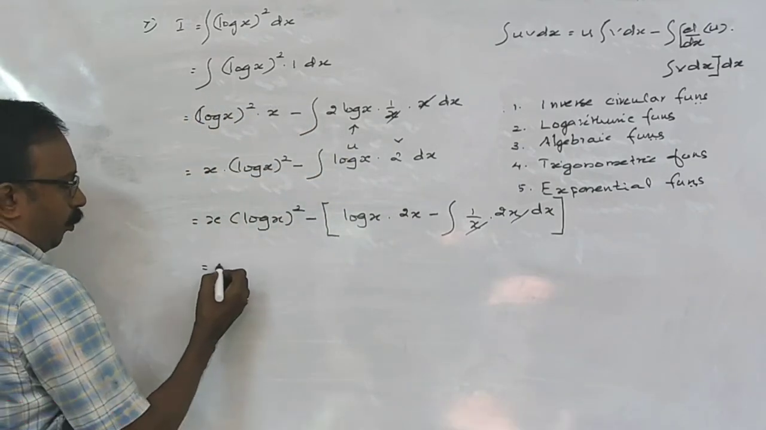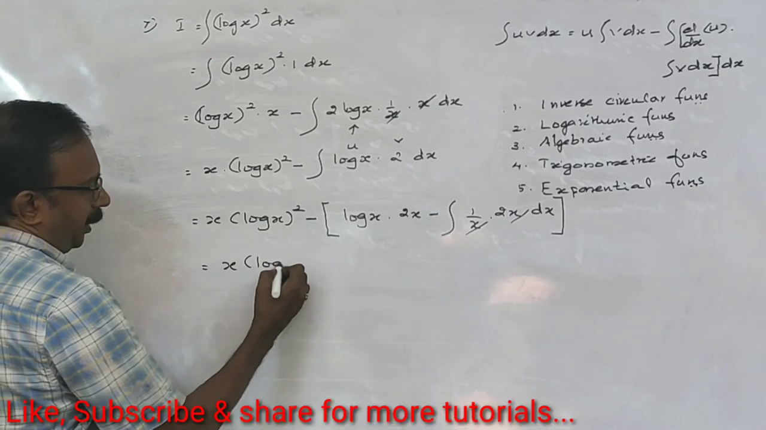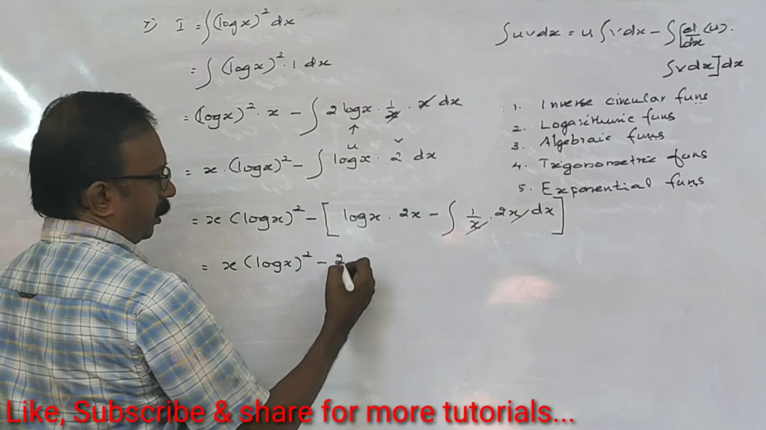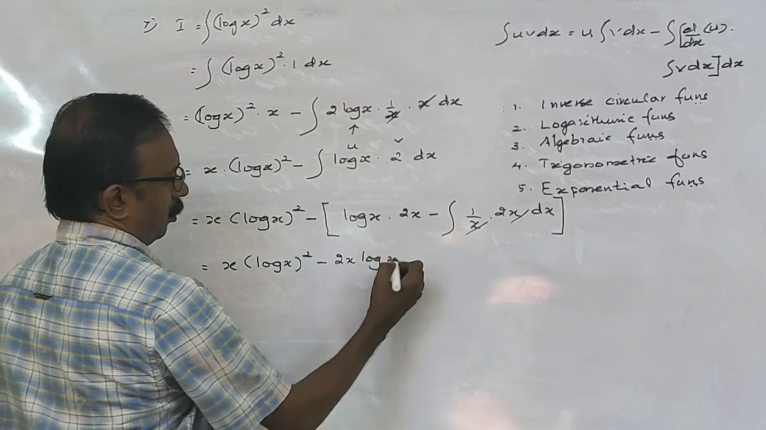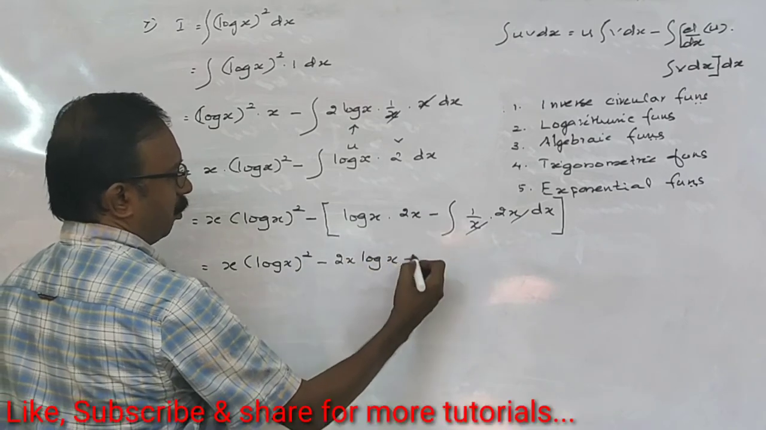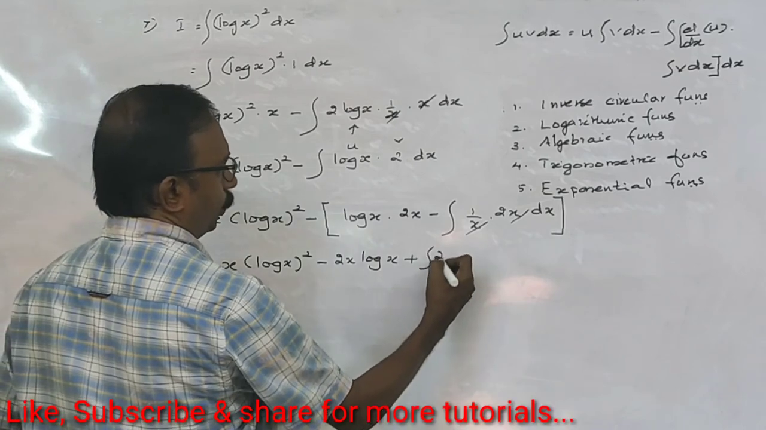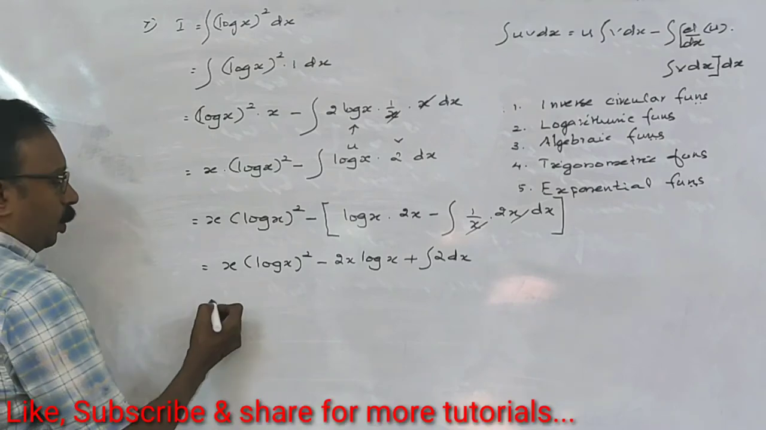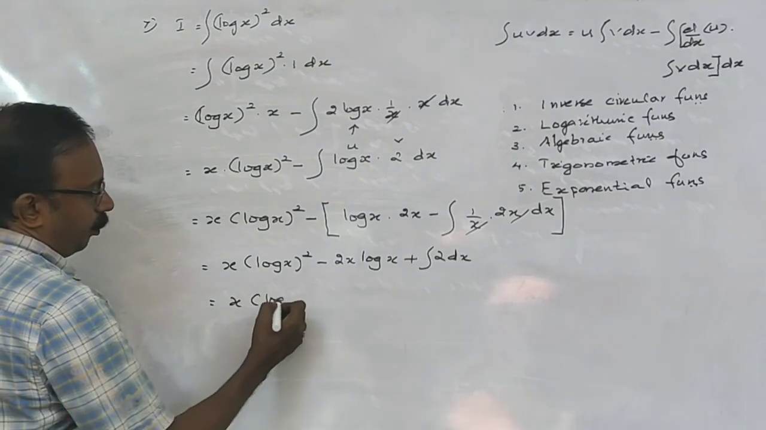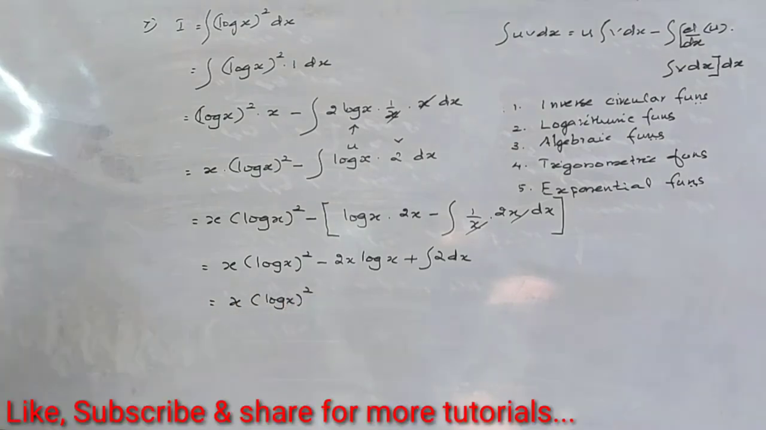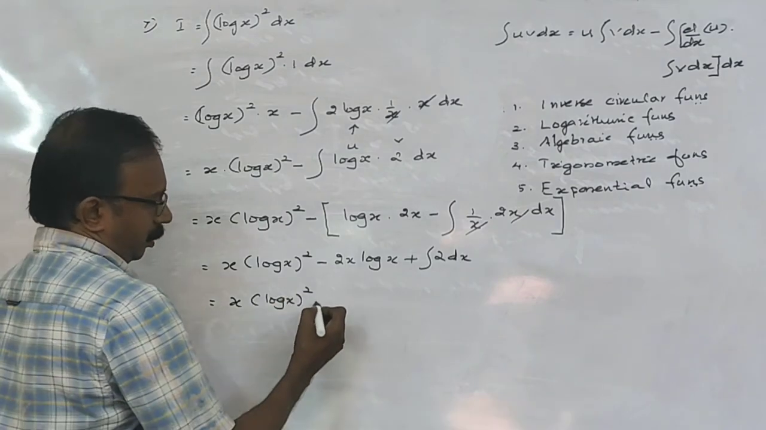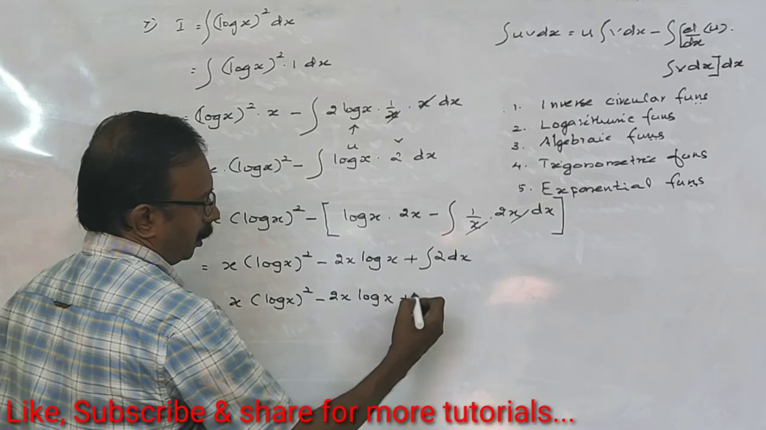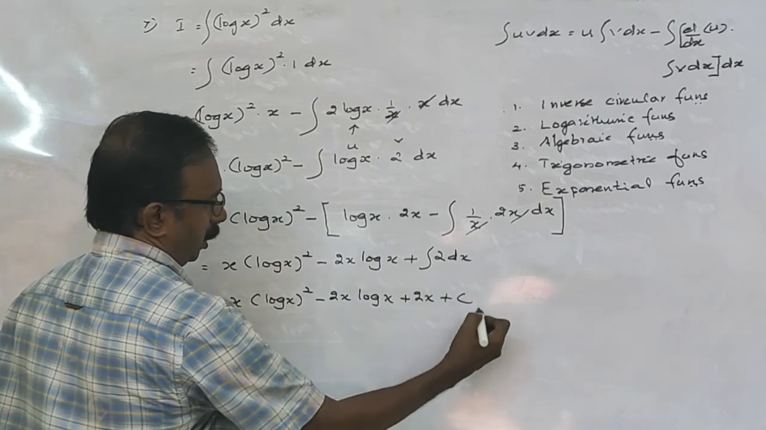That is equal to x into (log x) whole square minus 2x log x. Minus into minus becomes plus, integral of 2x. Integral of 2 is again 2x. So the final answer will be x into (log x) whole square minus 2x into log x plus 2x plus c is the answer.